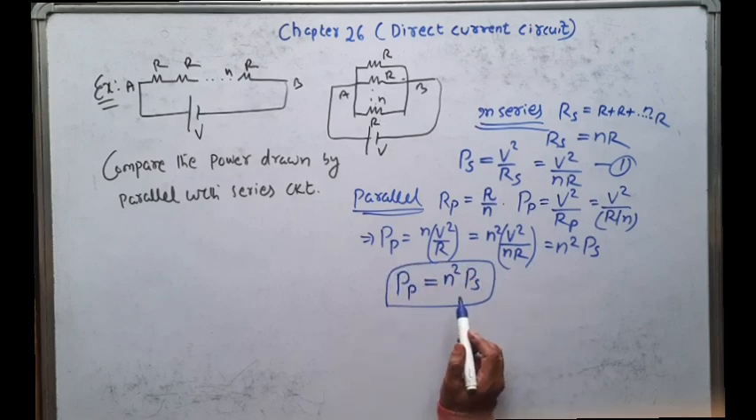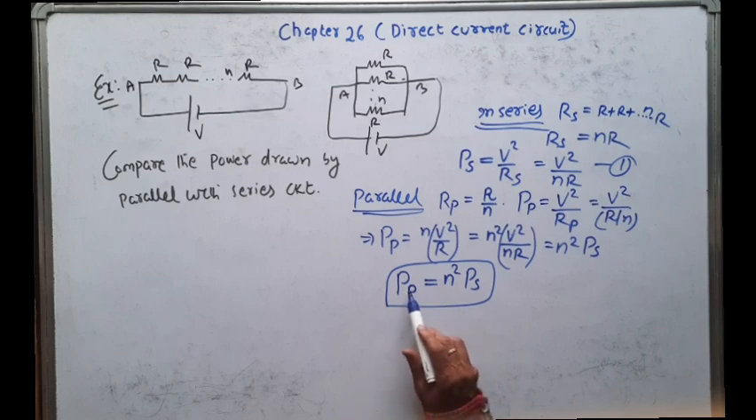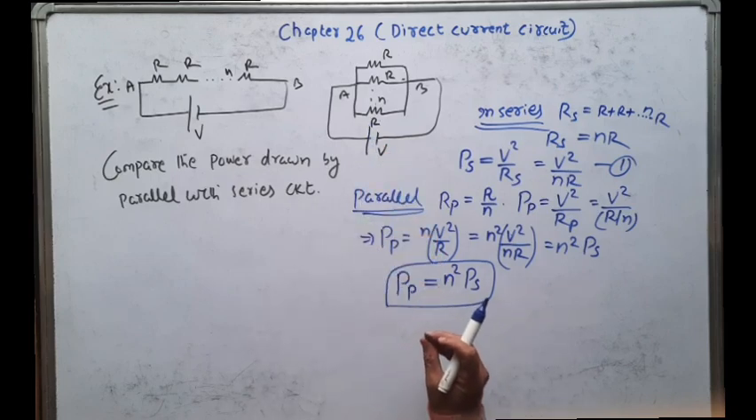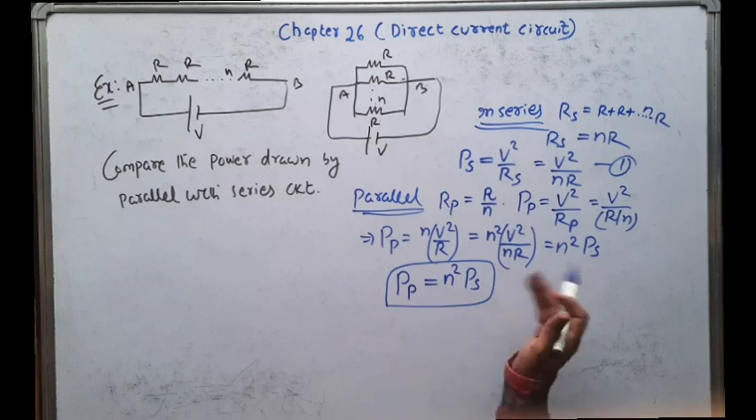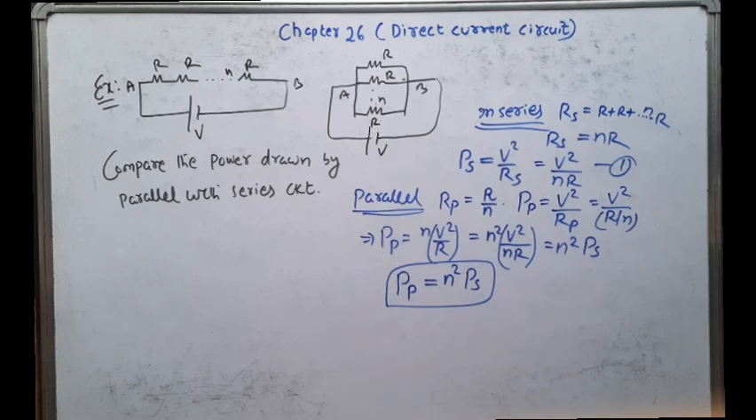So that means in case of parallel, the power consumed by the load is more. If the power consumed by the load is more, that power can be delivered by the load. That means all the resistors, all the electrical appliances, when connected in parallel, will give better performance than in series. Okay, so this is the relationship.